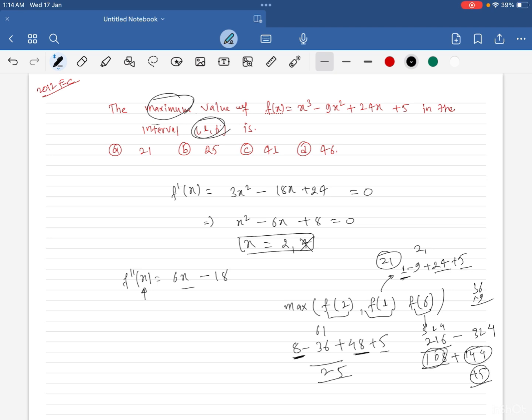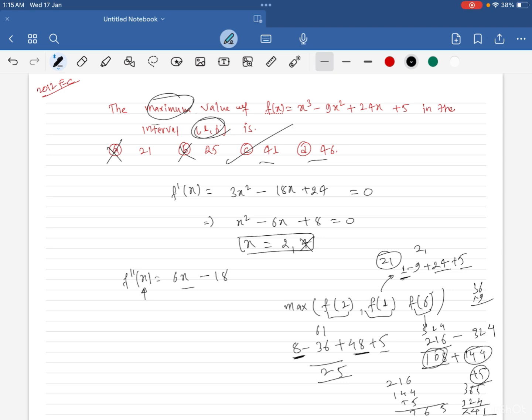so the point is that at 6 we will get the maximum value. So this 21 we are getting at 1, this 25 we are getting at 2. So okay, we will have to make the calculation here. So that is how much we have, 216, right? 144 plus 5, so that will give you 365. Now 365 minus 324, 41, so 41 is the correct answer.